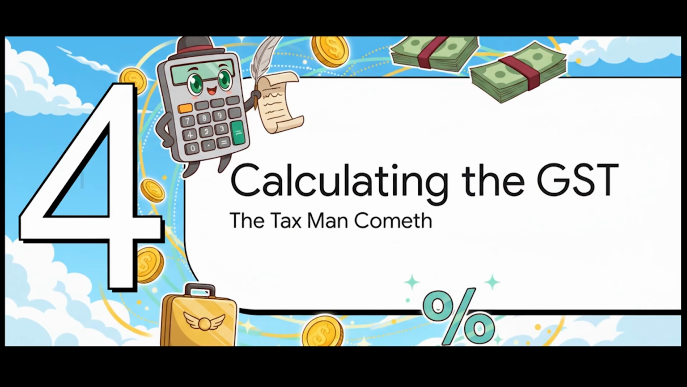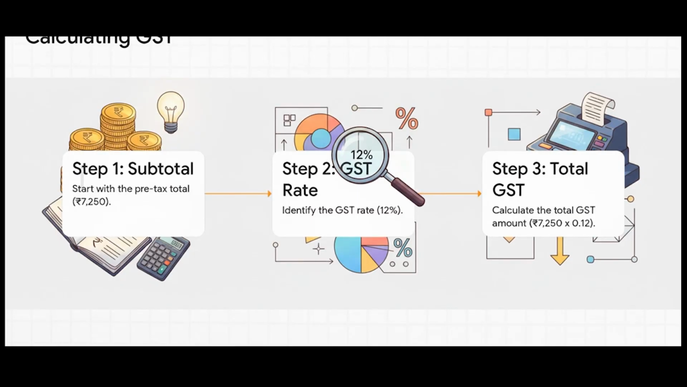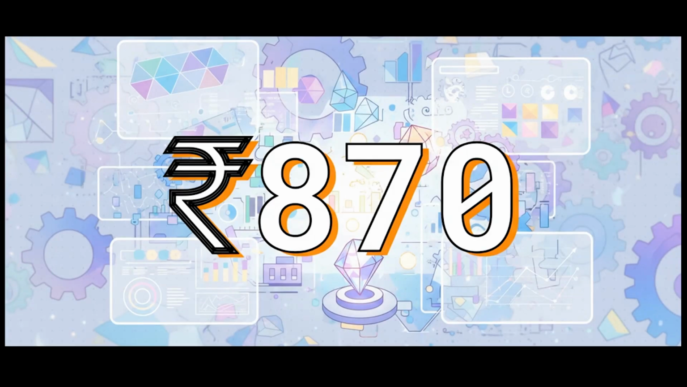Let's go ahead and calculate that 12% GST that needs to be added on top. So just a quick refresher, GST, or goods and services tax, is basically a value-added tax. And the critical part for our problem is that it's calculated on the final taxable value of the goods, which is that subtotal we just figured out. The process here is pretty much exactly like how we calculated the discount. We start with our pre-tax total of 7,250. We know the GST rate is 12%, so we just multiply our subtotal by 0.12, and that'll give us the total tax amount. And that calculation gives us a total GST of 870 rupees.